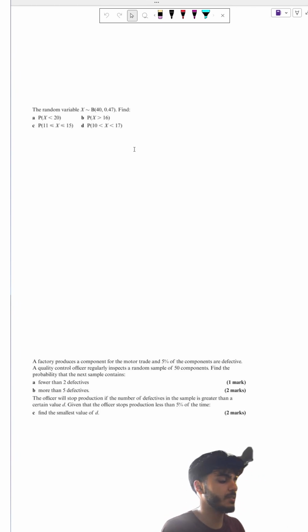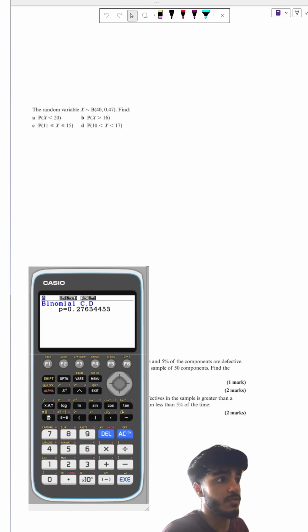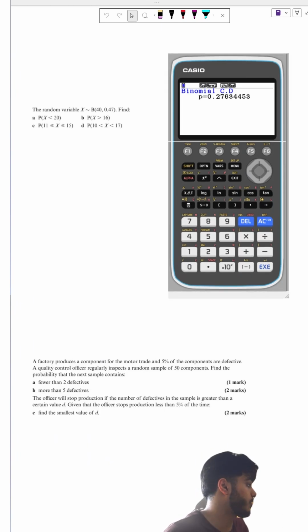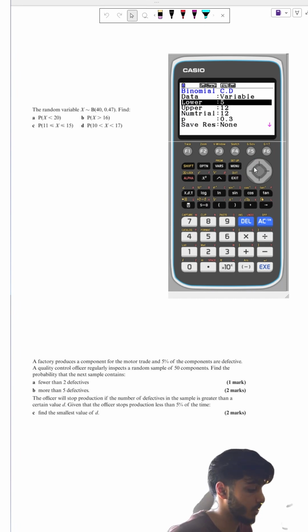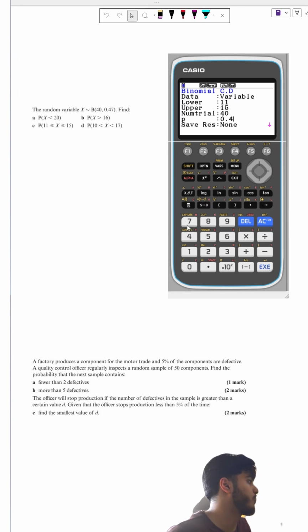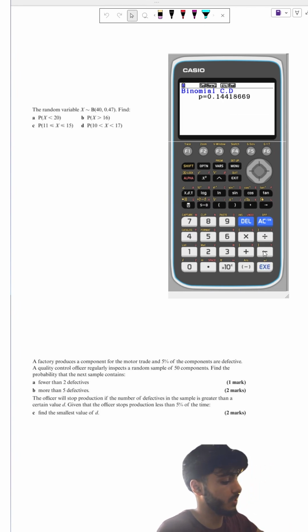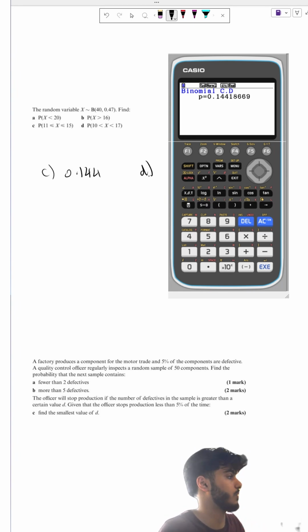Random variable x is distributed with the binomial B, and we just put that right into the calculator. And again, this is why I love CG50, because we can literally just put the values right in. Whereas with the other calculator, you're going to have to mess around. So I'll do part C, right? 11 and 15. My n is 40, distributed with probability 0.47. And you can see this gives you the number so quick. It's too nice.